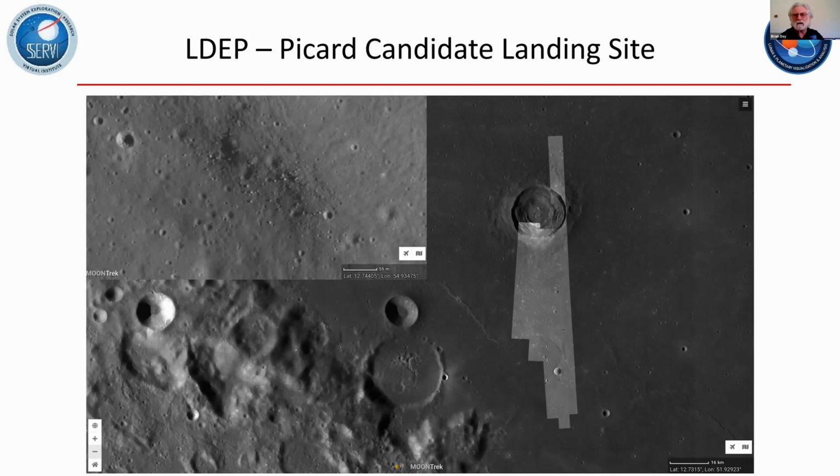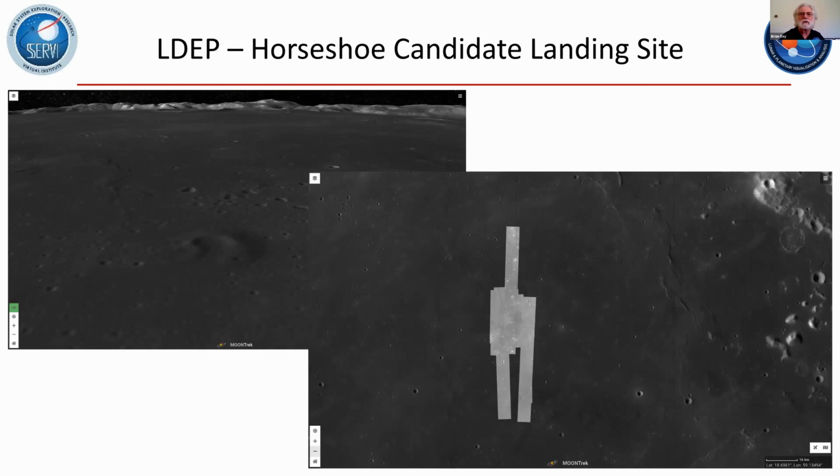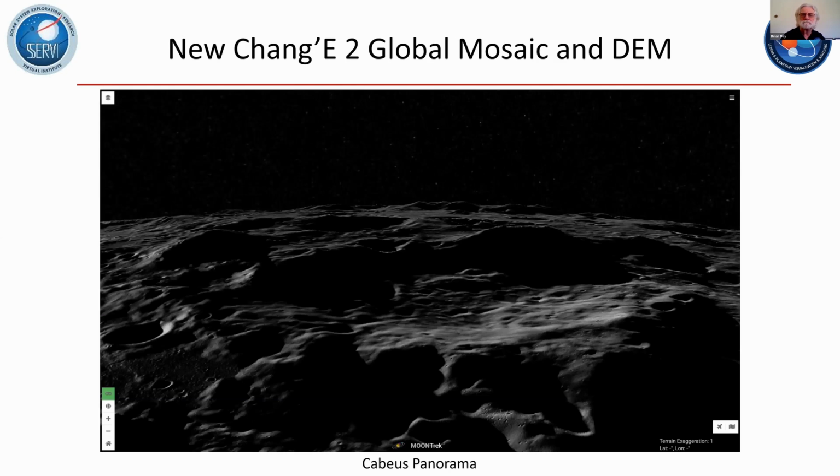You can see the outlines of our NAC mosaic overlaid on top of the wider angle WAC mosaic. The inset shows a boulder field along a Mare Wrinkle Ridge. Also within Mare Crisium, we have a new NAC mosaic we're working on for the Horseshoe landing site. Again, we're going to be doing full site analyses for these.